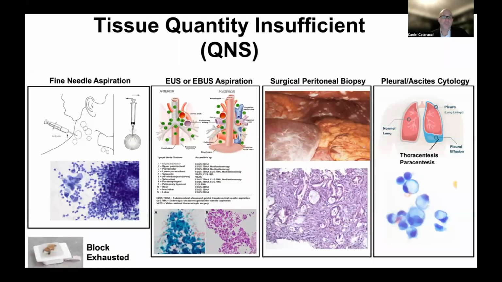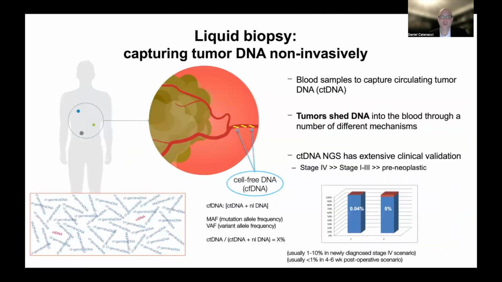We talked about a number of different biopsy specimens that could lead to quantity insufficient, from fine needle aspirations to endoscopic biopsies to surgical laparoscopic biopsies of peritoneal disease to just diffuse type gastric cancer from any sample, and from ascites and pleural effusions, as well as exhausted blocks from original tissue biopsies. We talked then about the utility of liquid biopsy, looking at circulating tumor DNA to address that issue.